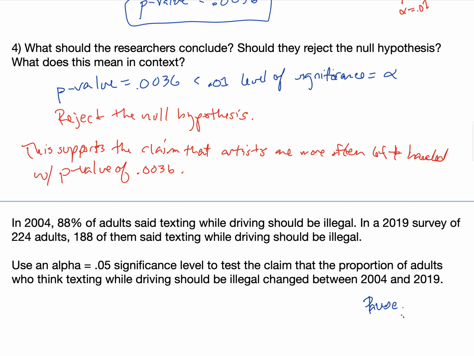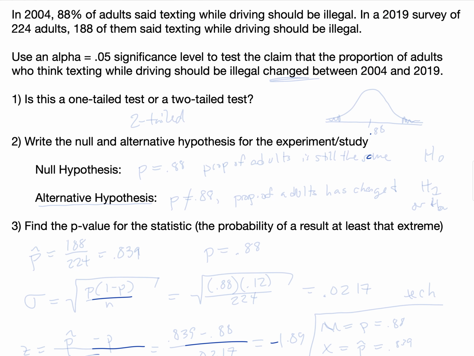Okay, so is this a one-tailed test or a two-tailed test? We are talking about whether the proportion of adults who think texting while driving should be illegal has changed.